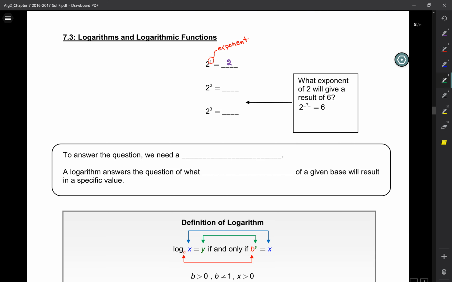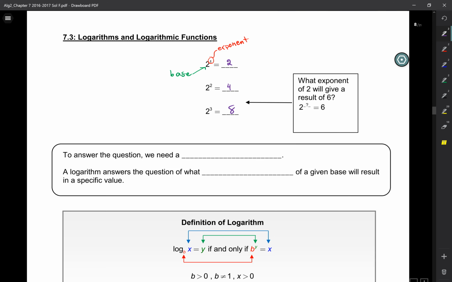And what is this number here? That's the base, right? So any power has a base and an exponent, right? Okay, so 2 to the 1 is equal to 2. What about 2 squared? It's 4. What about 2 cubed? It's 8.